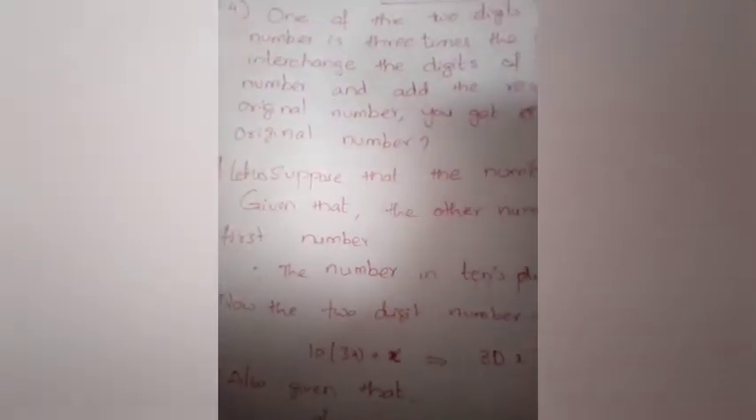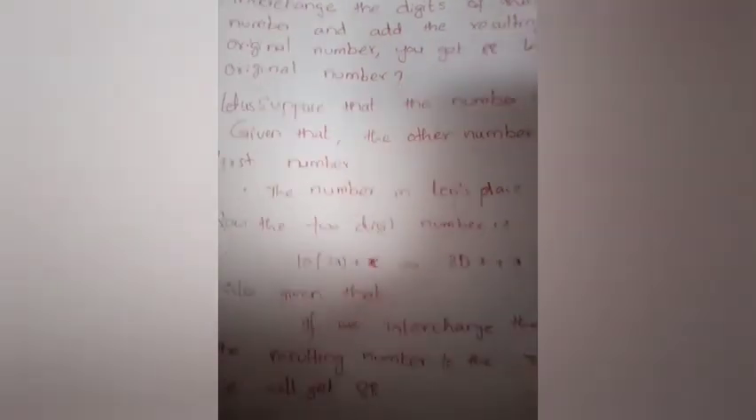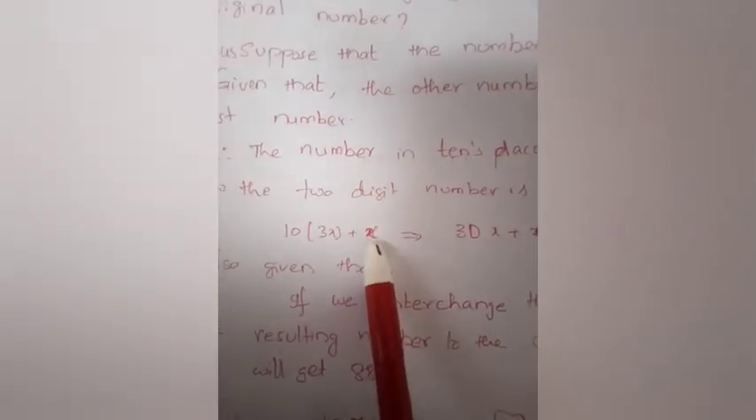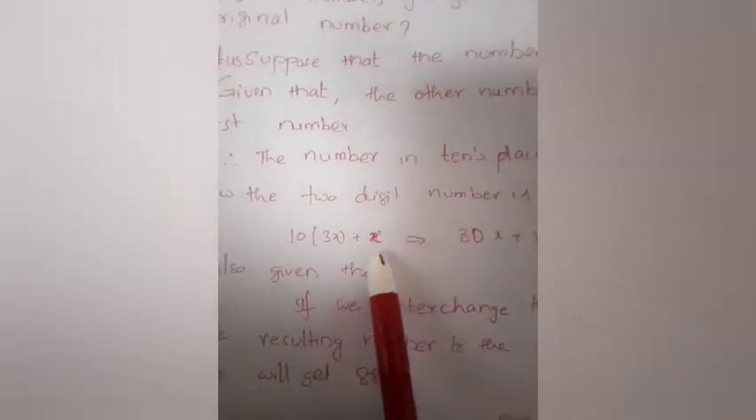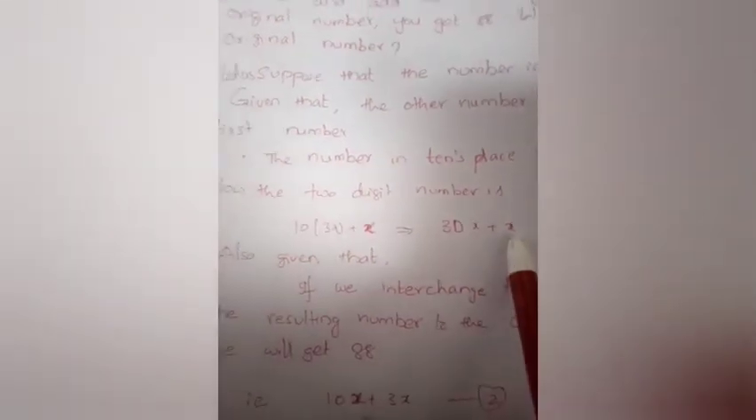Now, the solution. Let us suppose that the number in ones place is x. Given that the other number is 3 times the first number. Therefore, the number in tens place is 3x. Now, the two-digit number is called 10 into 3x plus x. In the previous class, I explained how this comes. It is equal to 10 times 3, which is 30x, plus x.